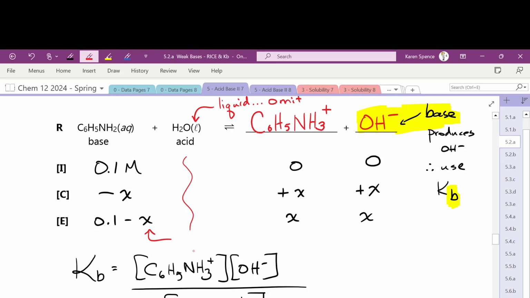How do I go from concentration of hydroxide to concentration of hydrogen? Kw equals H plus times OH minus. Do you remember what Kw is? It's 1 times 10 to the negative 14, and that equals concentration of OH times concentration of H.